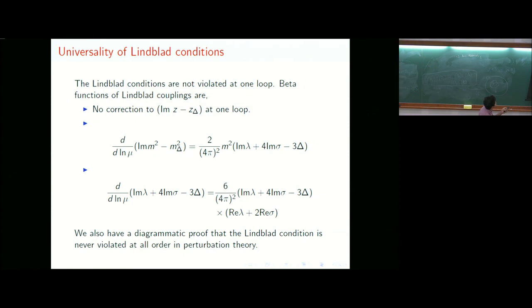And this imaginary z minus z delta, the beta function for this is identically zero, because we know that in phi-4 theory at one loop there is no field renormalization.